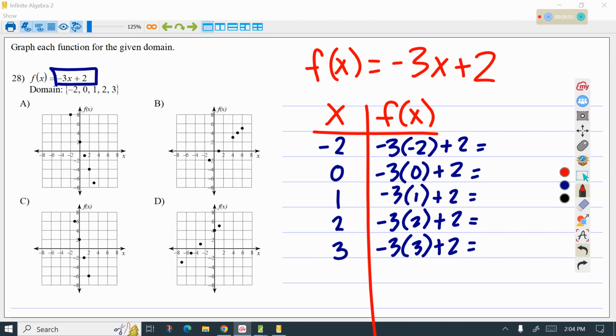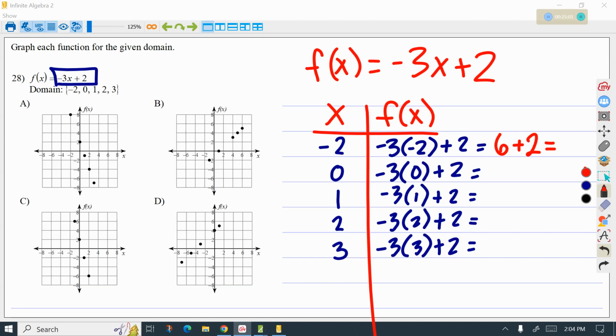All right, so now what's a negative times a negative? Negative 3 times negative 2? Positive 6. And positive 6 plus 2 is 8. Okay? So we just keep going down the line. So 3 times 0 is 0. 0 plus 2 is 2. Okay, so this is giving us the points that need to be on the graph. This is saying that if I plug in negative 2, I should get positive 8.